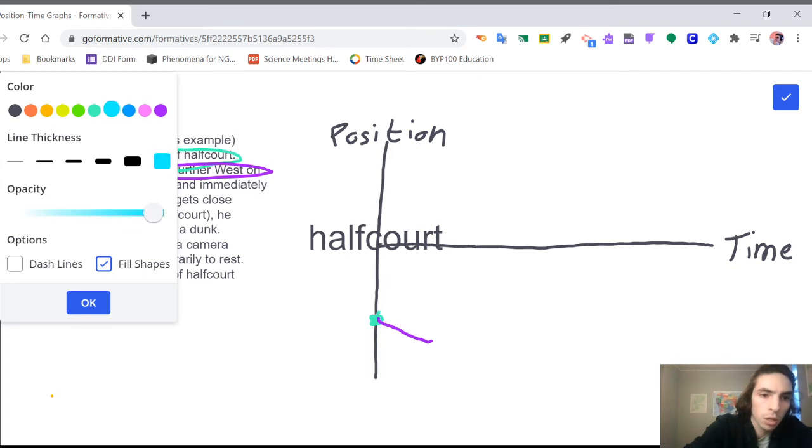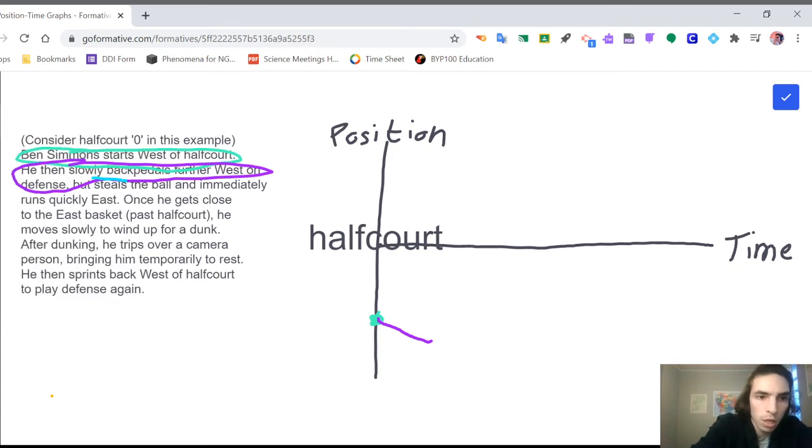Now, I'm going to do this right. Steals the ball and immediately runs quickly east. Once he gets close to the east basket, past half court, so the reason I wanted to read this next part before drawing is because I needed to know when I would stop drawing this. So I need to draw him running quickly here, and then we're told that he keeps running at about this pace even after he passes by half court. So let's draw him going past half court.